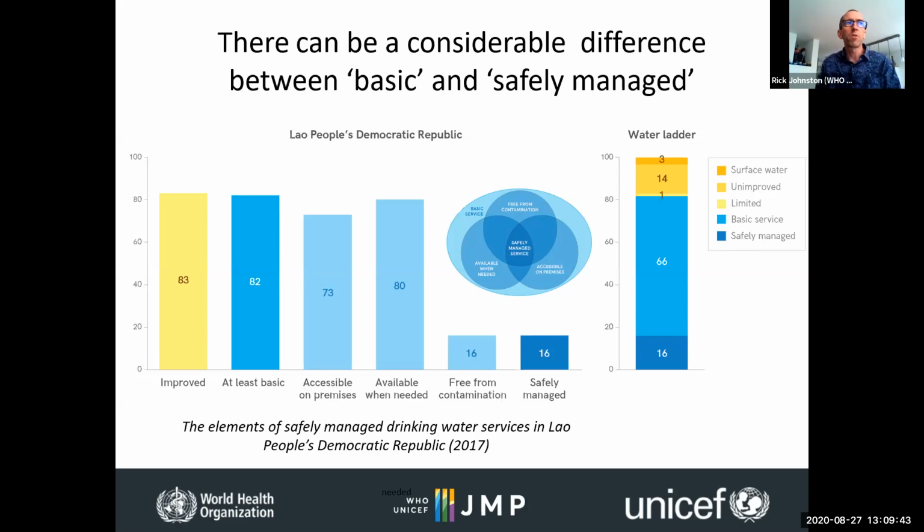But this survey also included a measure of E. coli and found that only 16% of the population had water free from E. coli. And as this diagram shows, you have to meet all 3 of the criteria to count as safely managed. So 16% ends up being the final number for safely managed.